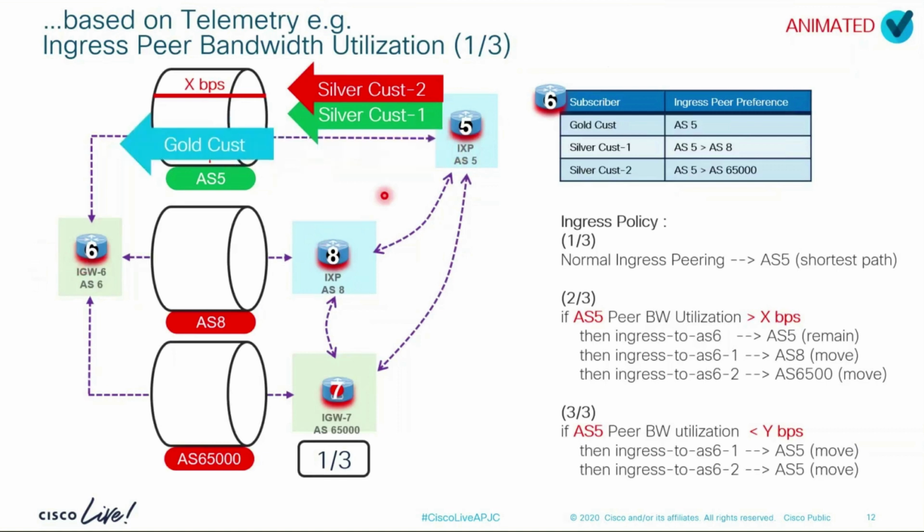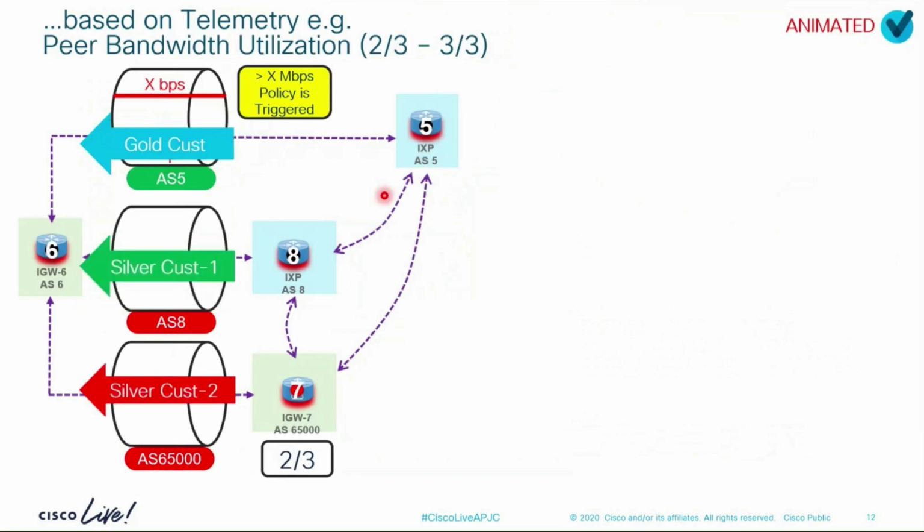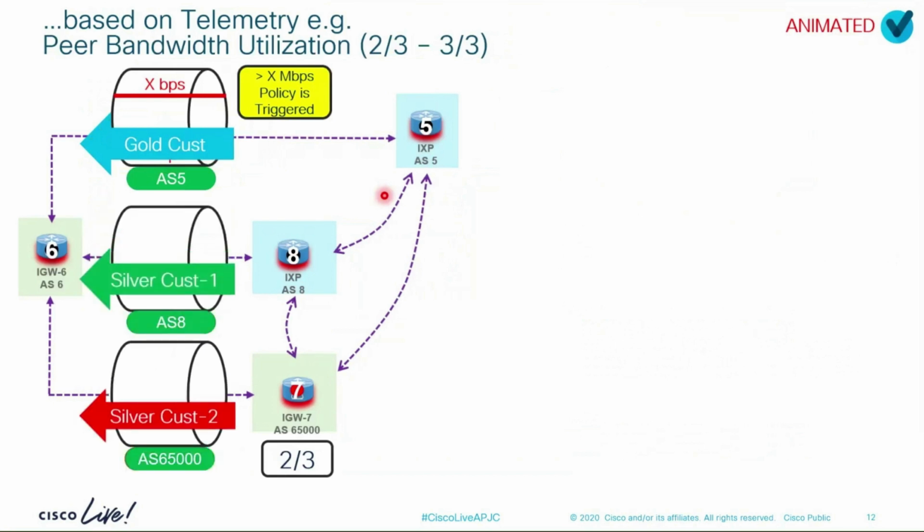The gold customer and silver customer definitely start flowing through the direct link. However, once the upper threshold is triggered, you would like to have the policy to offload the silver customer traffic using the other peer link, but not direct, via 8 and 7, so that the gold customer performance will be very good.